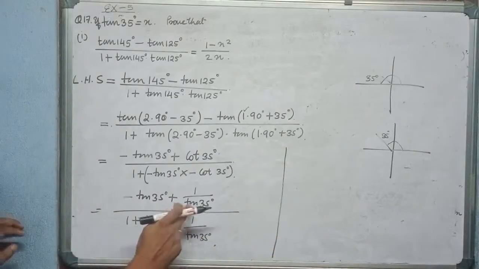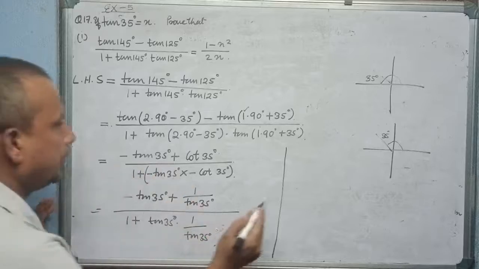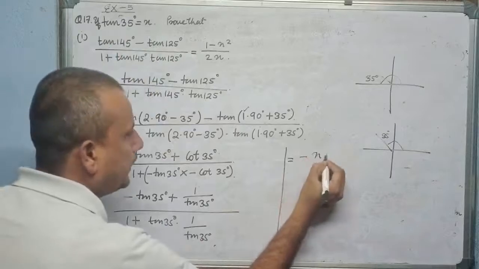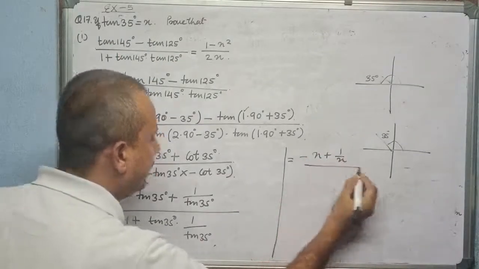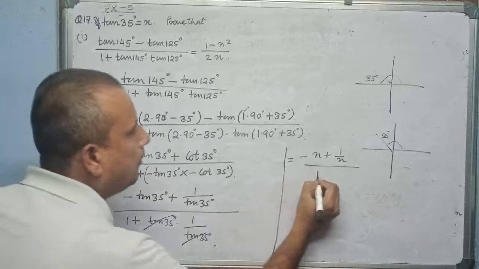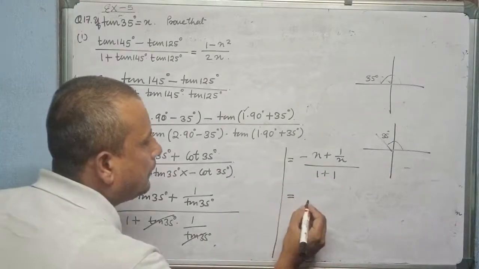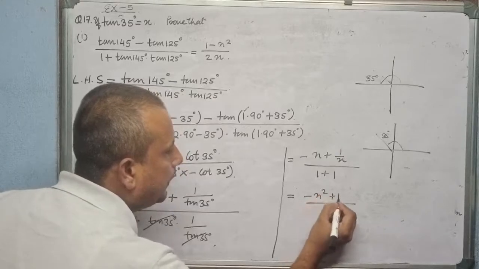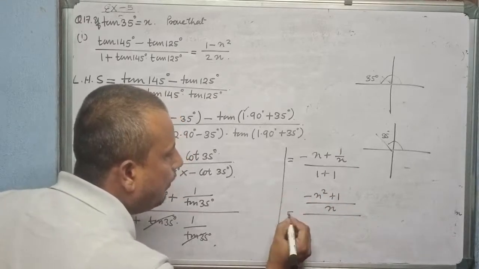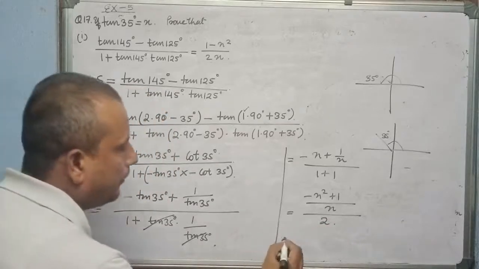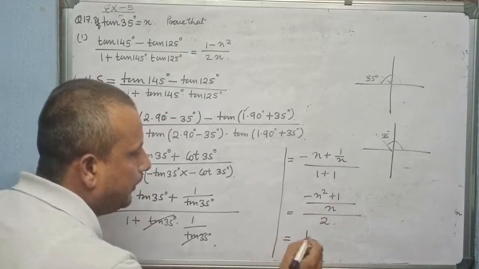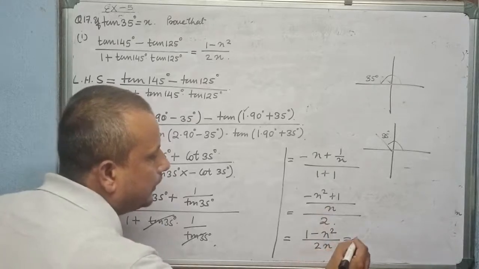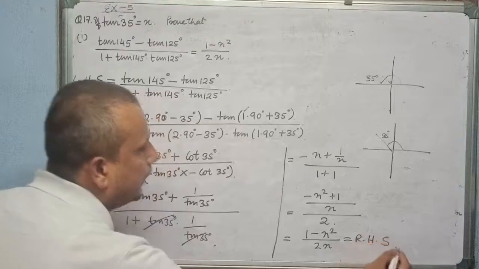In the numerator, I'll substitute the value of tan. Tan 35 degree is x. So it is x plus 1 by x, over 1 plus 1, since tan 35 into cot 35 gets cancelled. Now I'll take LCM. x is the LCM, so it will be x squared plus 1 over x, divided by 2. Now we can write this as first the positive 1 minus x squared over 2 into x, which is 2x. This equals the right hand side.